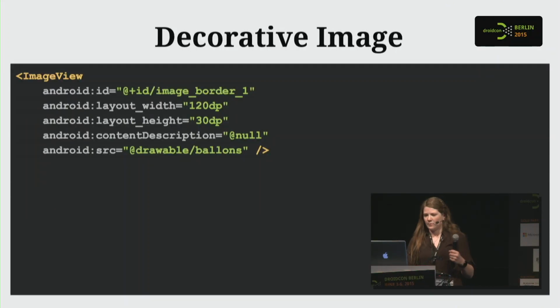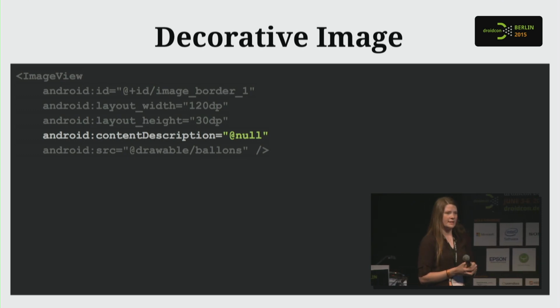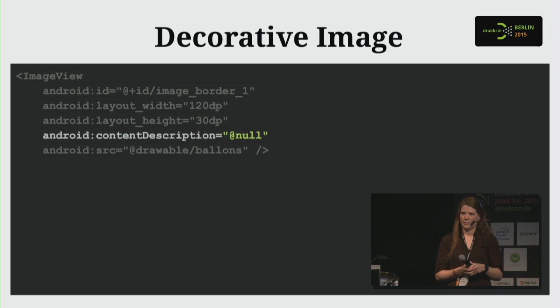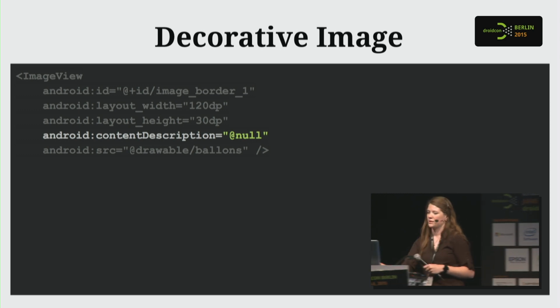So again, quite simple. Here's your image view code, and you just set the content description to @null. Now, Google has since upgraded this idea to include an XML attribute called important for accessibility, which is a Boolean, so you can set it true or false. And in this situation, you would say important for accessibility false. However, this item is only supported for API 16 and up, so I usually still use @null for the content description.